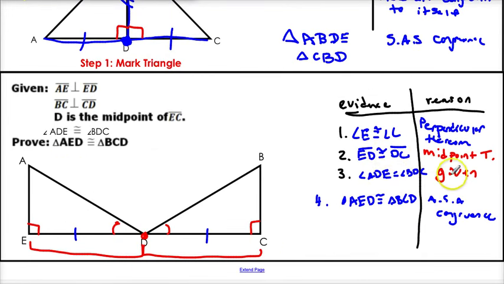And then finally, ADE is congruent to BDC. Well, that was just given to us. And finally, you wrote down your conclusion. Triangle AED is congruent to triangle BDC, and that's angle side angle congruence.